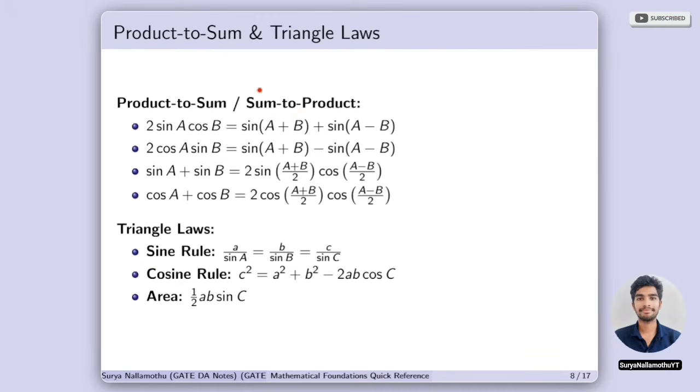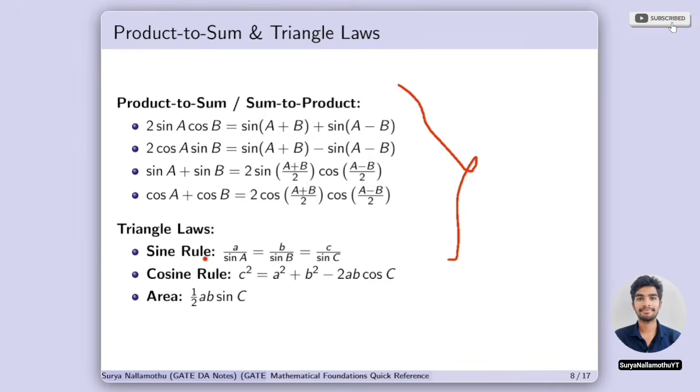Next, the product to sum and sum to product laws. These are the product to sum and sum to product formulas. 2 sin a cos b is equal to sin of a plus b plus sin of a minus b, and 2 cos a sin b is equal to sin of a plus b minus sin of a minus b. Sin a plus sin b is equal to 2 sin of a plus b by 2 into cos of a minus b by 2. Cos a plus cos b is equal to 2 cos of a plus b by 2 into cos of a minus b by 2.